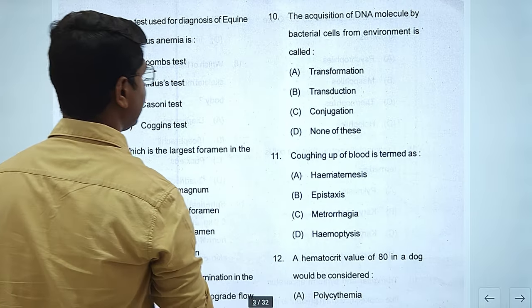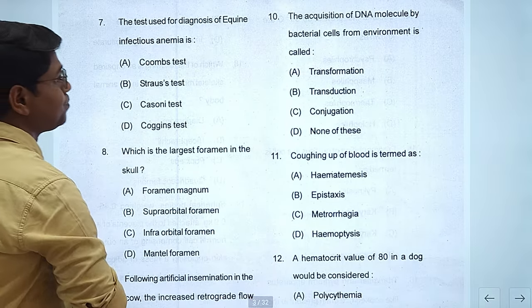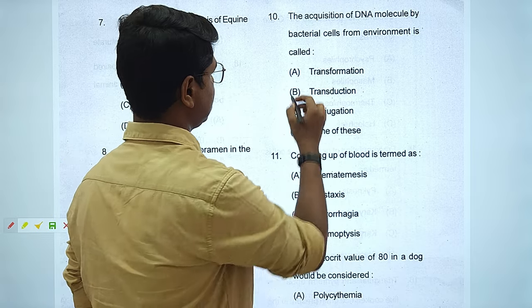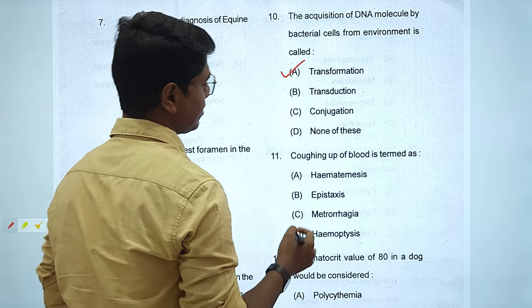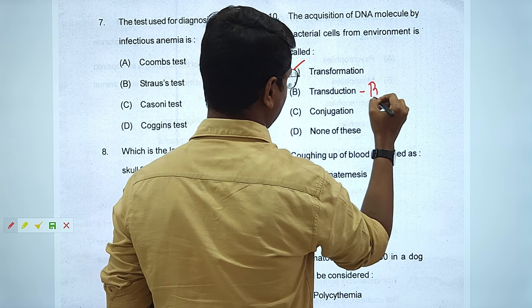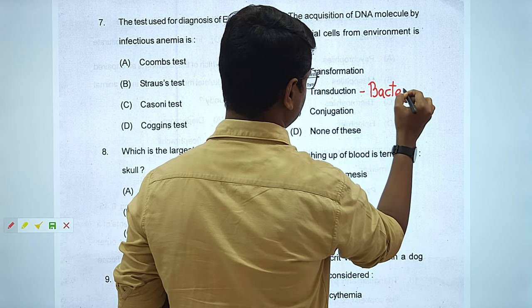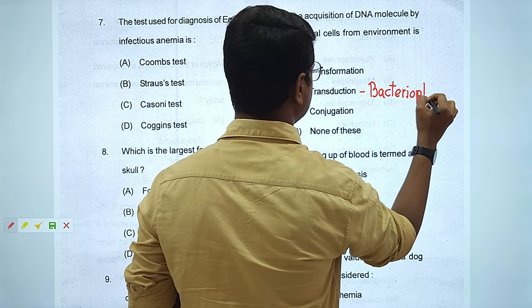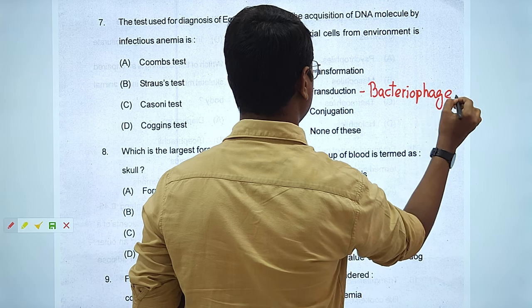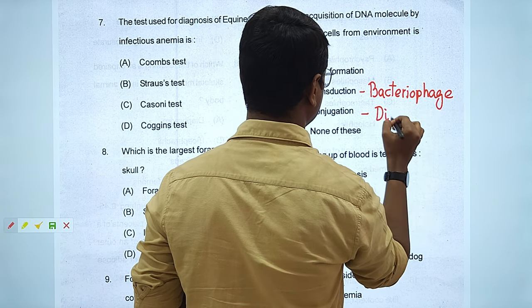Next question. The acquisition of a DNA molecule by a bacterial cell from the environment is known as transformation. In case of transduction, it is acquired by a bacteriophage. In case of conjugation, it is transferred by direct contact, usually through pili.